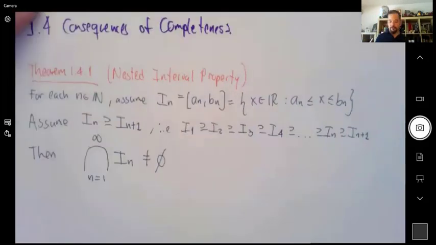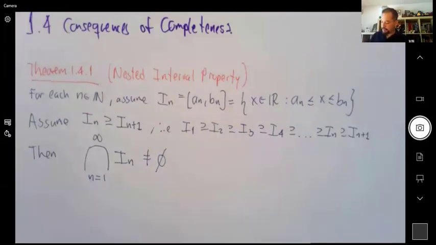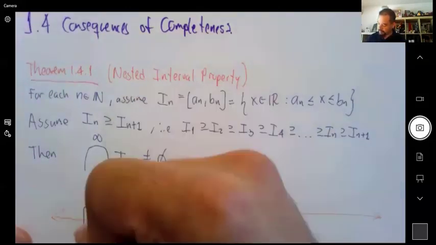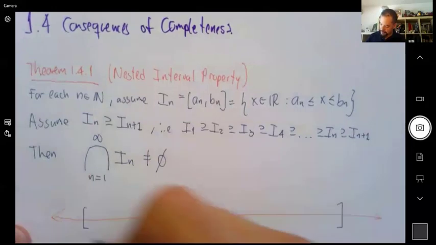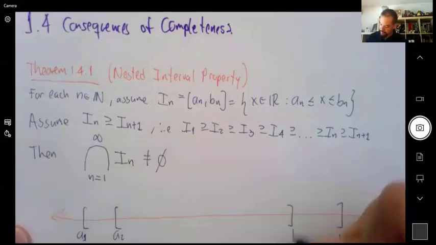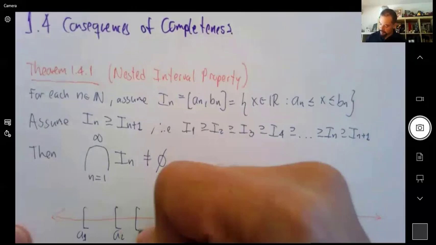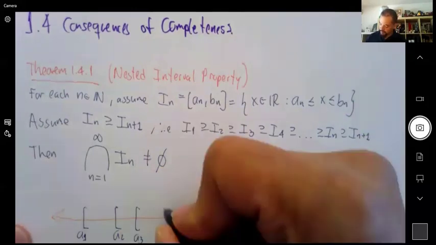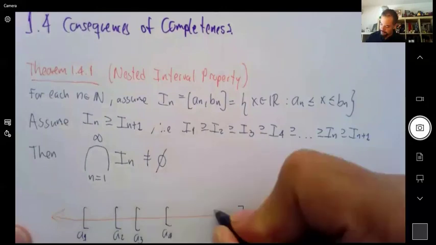Neat, right? So you have a sequence of nested intervals. Let's do a picture. Here's the real line. And you have a bunch of intervals, like say this one, this is A1, from A1 to B1. And inside that one, there's another one from A2 to B2. And then another one, A3 to B3, maybe here. And then A4 to B4, and so on.